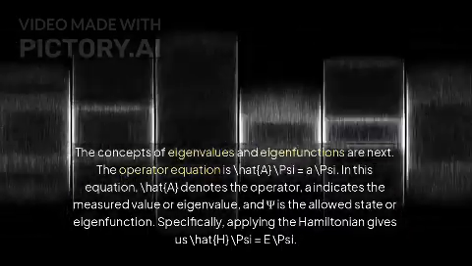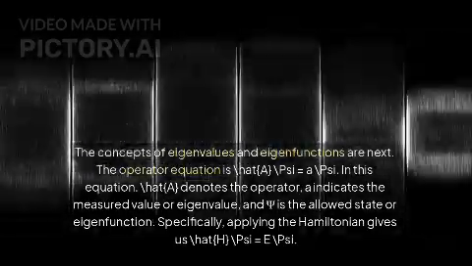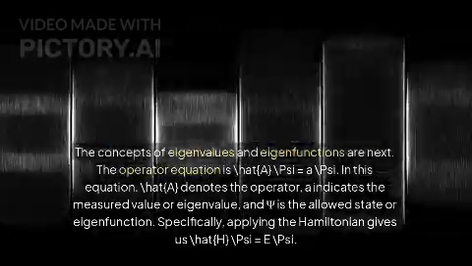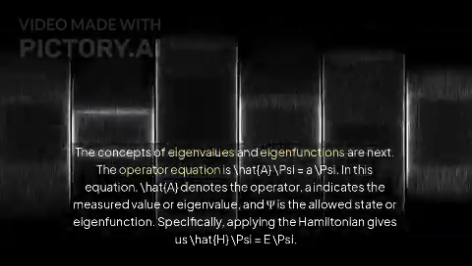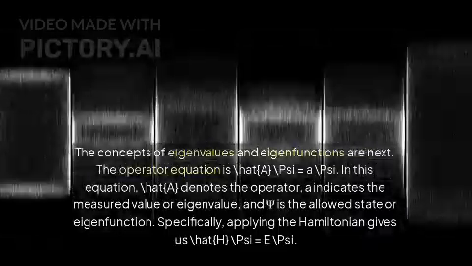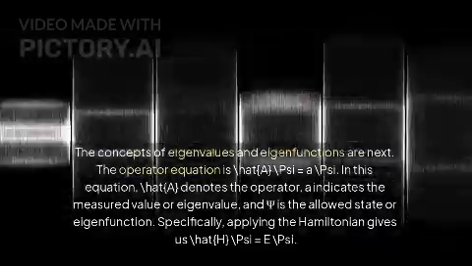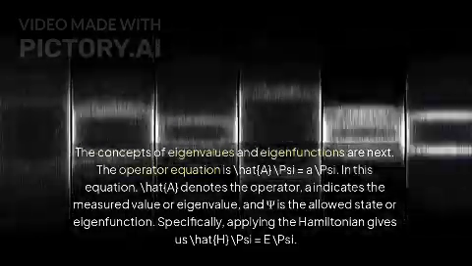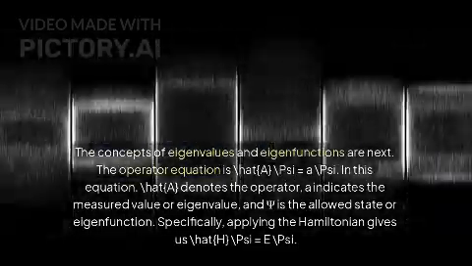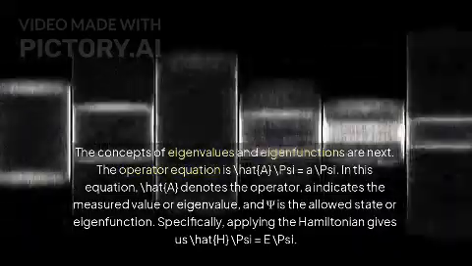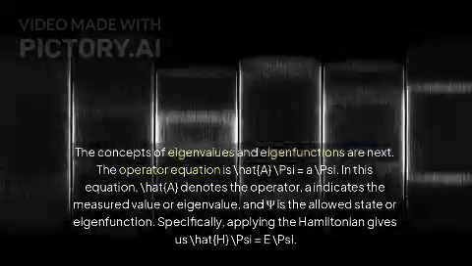The concepts of eigenvalues and eigenfunctions are next. The operator equation is Âψ = aψ. In this equation, Â denotes the operator, a indicates the measured value or eigenvalue, and ψ is the allowed state or eigenfunction. Specifically, applying the Hamiltonian gives us Ĥψ = Eψ.